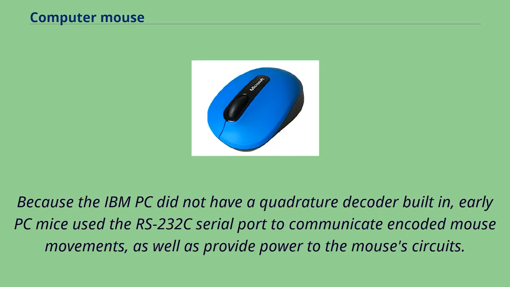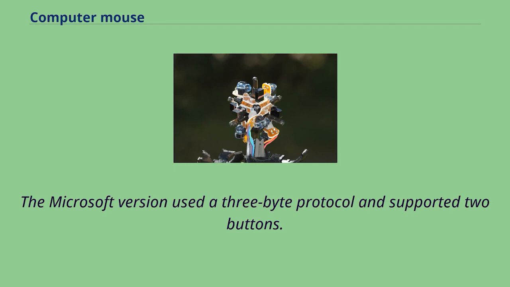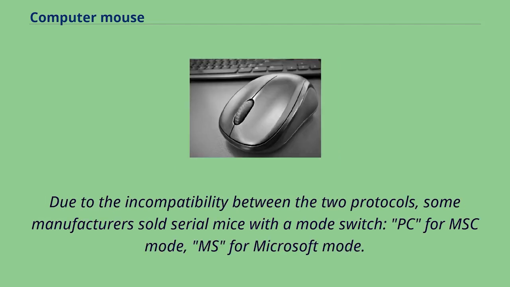Because the IBM PC did not have a quadrature decoder built in, early PC mice used the RS-232C serial port to communicate encoded mouse movements, as well as provide power to the mouse's circuits. The Mouse Systems Corporation version used a 5-byte protocol and supported 3 buttons. The Microsoft version used a 3-byte protocol and supported 2 buttons. Due to the incompatibility between the two protocols, some manufacturers sold serial mice with a mode switch: PC for MSC mode, MS for Microsoft mode.